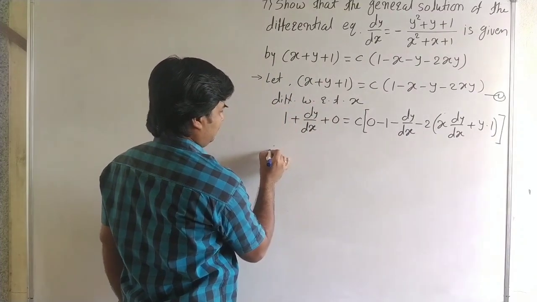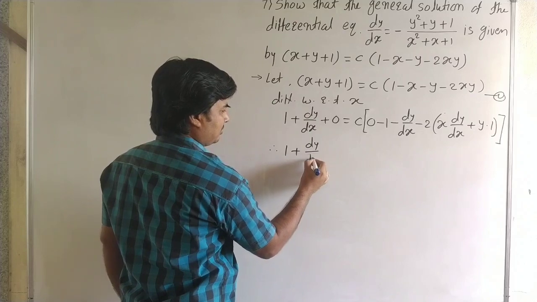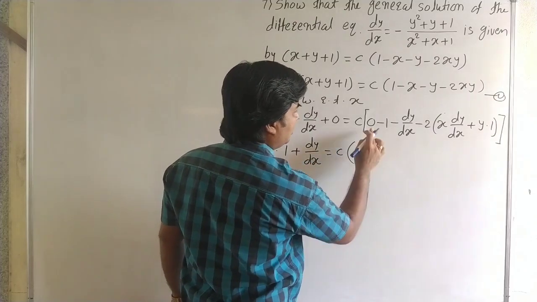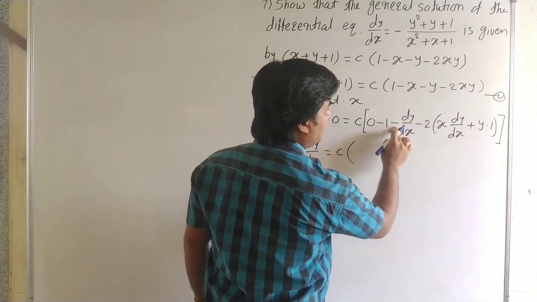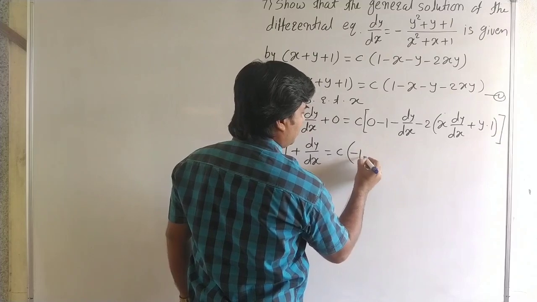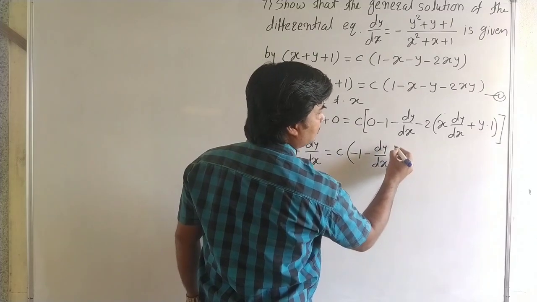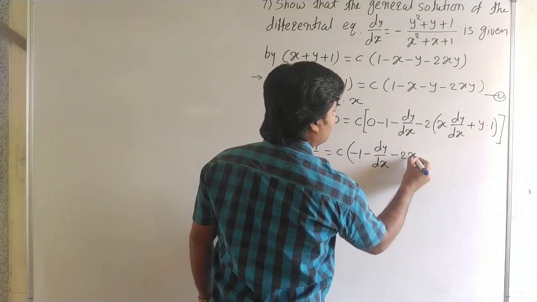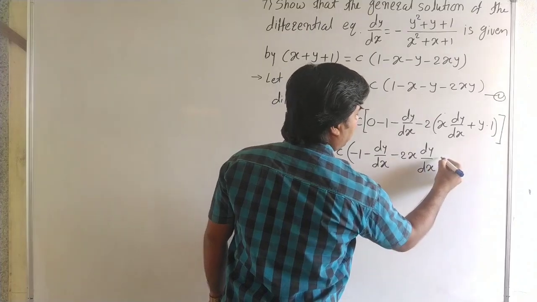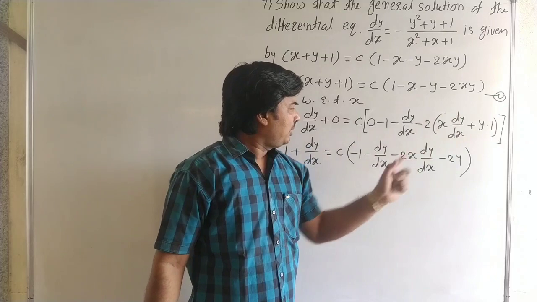Then we get 1 plus dy by dx equals c into, see carefully, 0, minus 1 minus dy by dx. When we multiply by this, it is minus 1 minus dy by dx minus 2x dy by dx, and minus 2y. Here we multiply by minus.